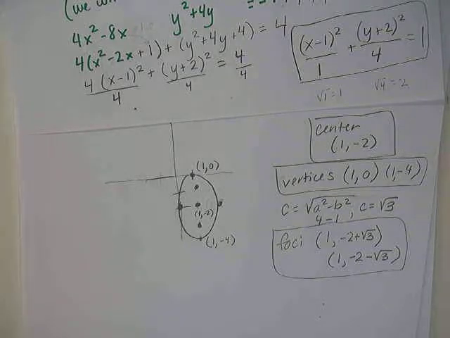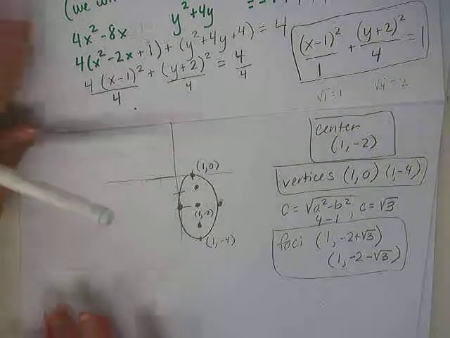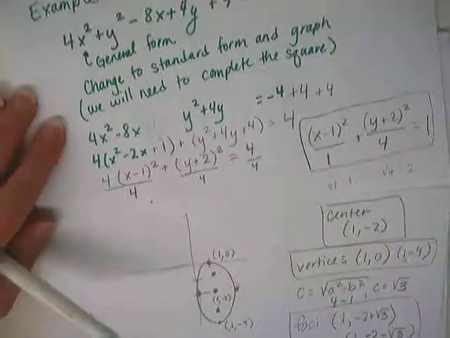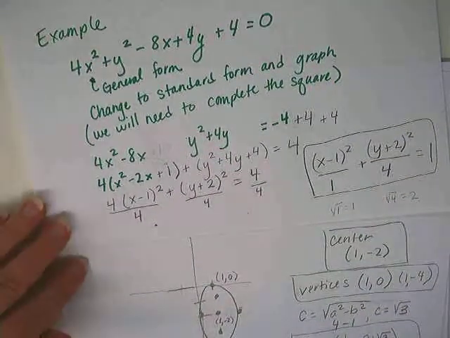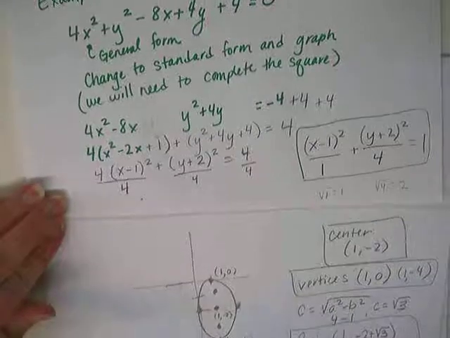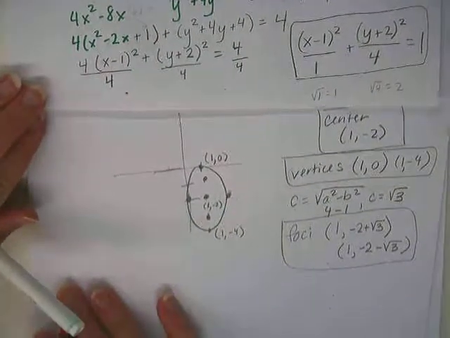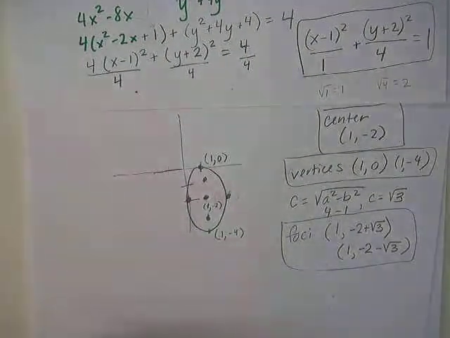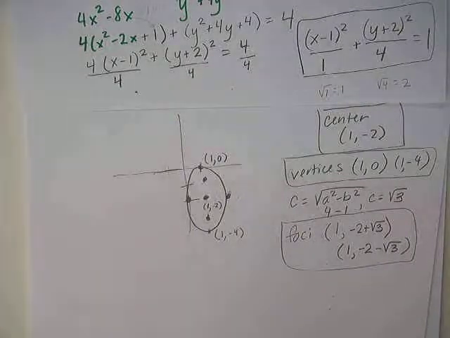There's the foci, there's the vertices, there's the center. That's usually all you have to answer. So we went from ugly general form, completed the square, got it to a lovely standard form, and then graphed and found all important information.